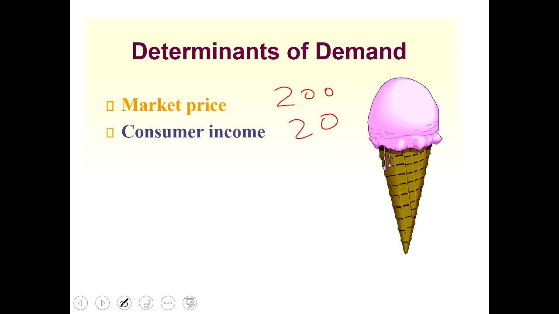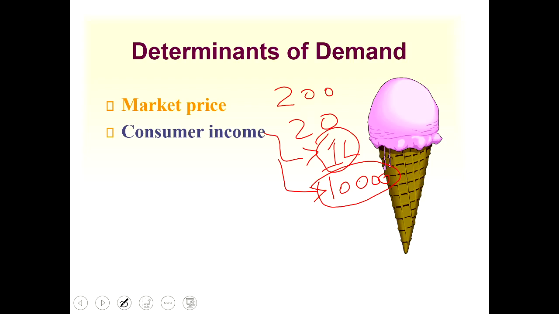All right. Apart from market price, the second one is consumer income. Let's say your income is 1 lakh, so your demand for ice cream would be higher. But if your income is let's say 10,000, then your demand for ice cream would be lower because you will spend most of your income on purchasing necessities and you would not have enough income to spend on your luxuries, right? If your income is 1 lakh, you will have money left after you have purchased your necessities. You will have money left to purchase ice cream. But if your income is only 10,000, you don't have enough income, so your demand for ice cream would be lower as well.